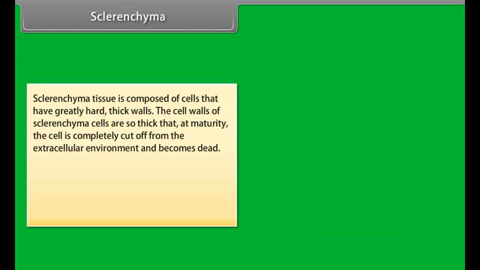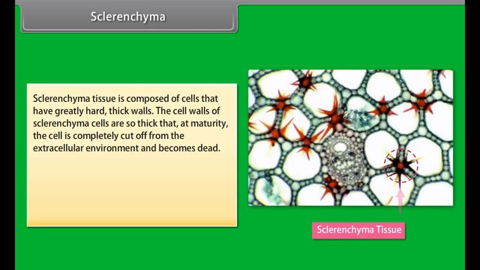Sclerenchyma. Sclerenchyma tissue is composed of cells that have greatly hard, thick walls. The cell walls of sclerenchyma cells are so thick that, at maturity, the cell is completely cut off from the extracellular environment and becomes dead. Sclerenchyma cells are of two types: fibers, sclereids.